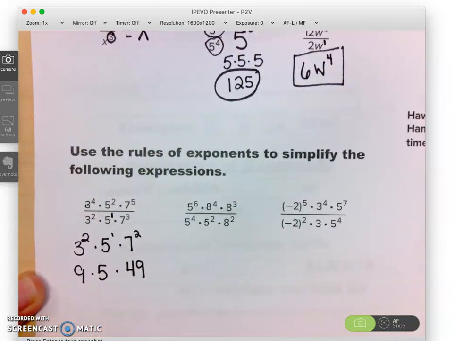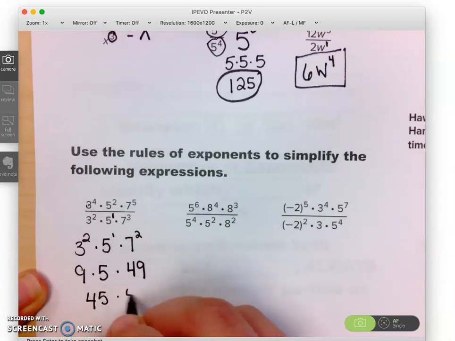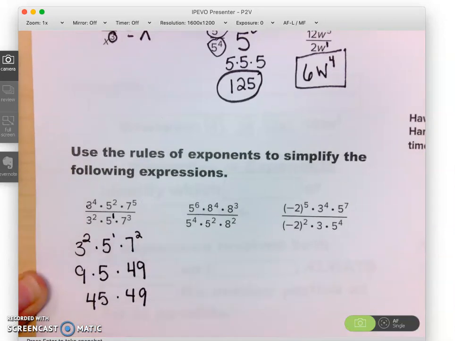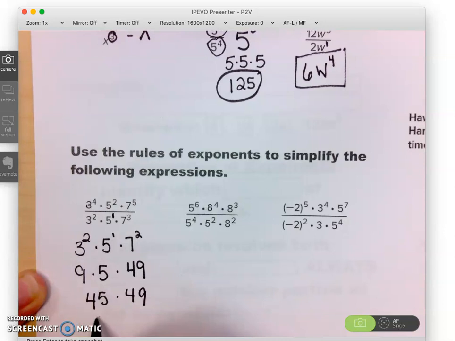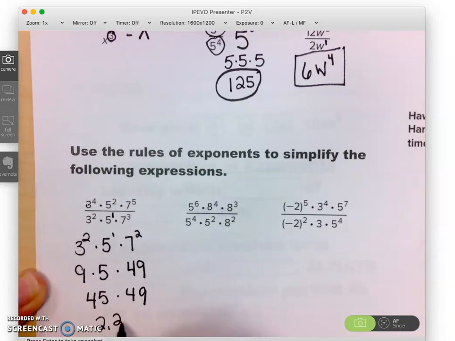So then I'm going to do 45 times 49, and I'm going to get 2,205. And that's my answer.